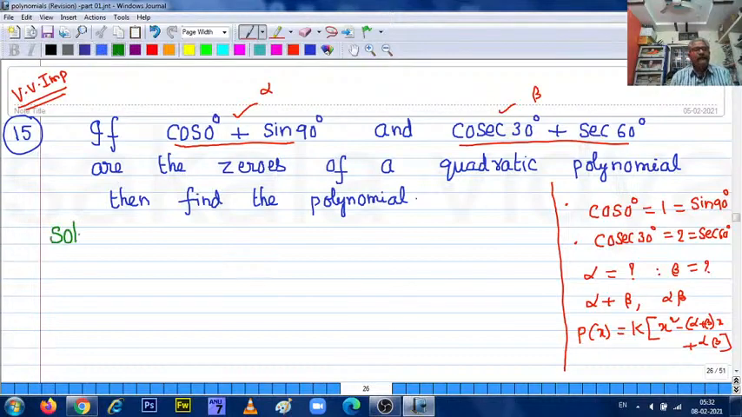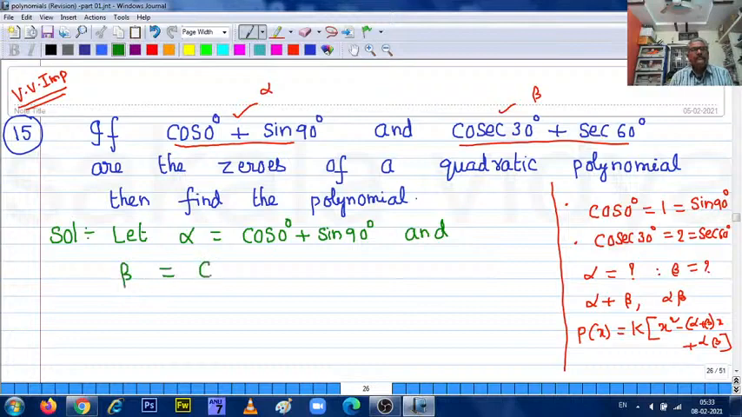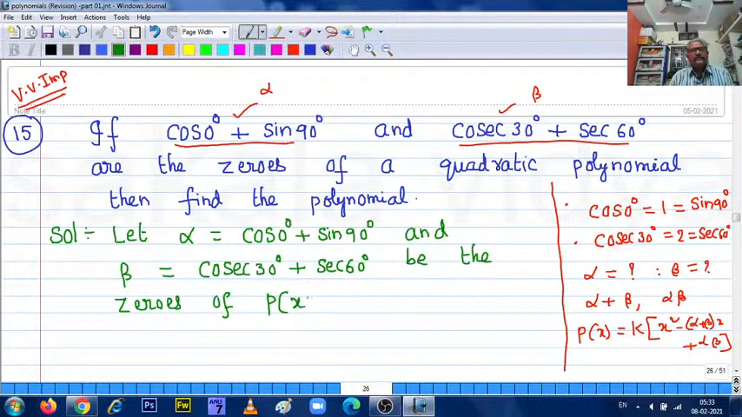Solution. Let alpha is equal to cos 0 degrees plus sin 90 degrees and beta equals cosecant 30 plus secant 60 be the zeros of P of x. First we need to find out this alpha value and beta value.